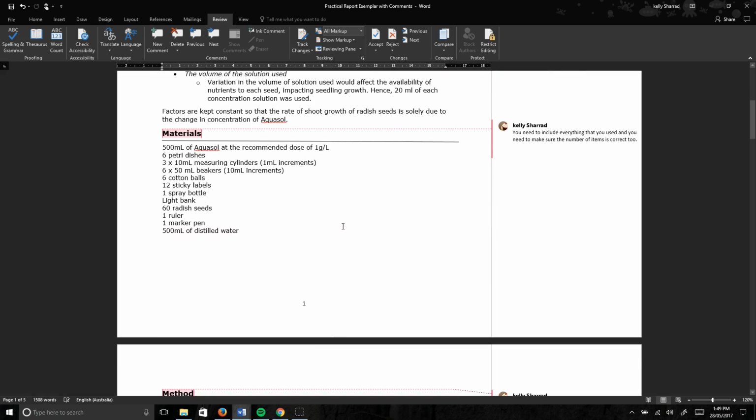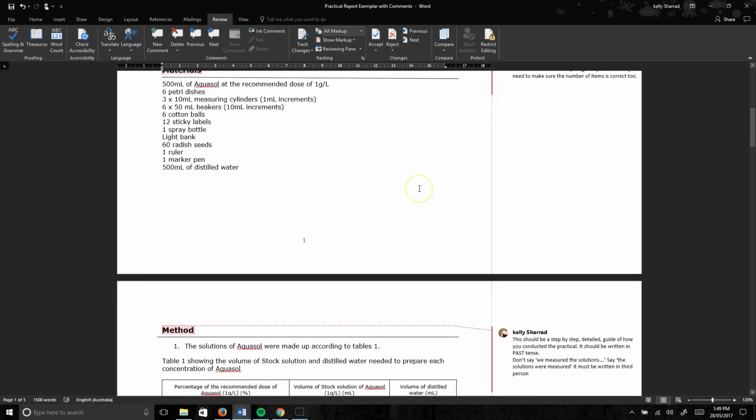Now, because you did design this practical, you need to include a very detailed and full list of materials that you used, okay? So you need to start from a blank canvas, assume you have nothing, and you need to write that list with as many things and the right quantities of items that you used.